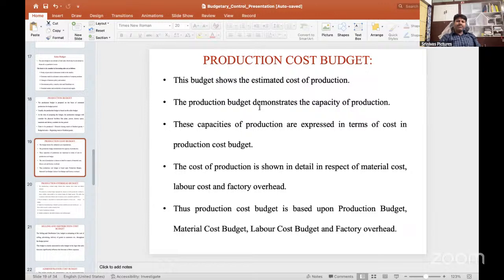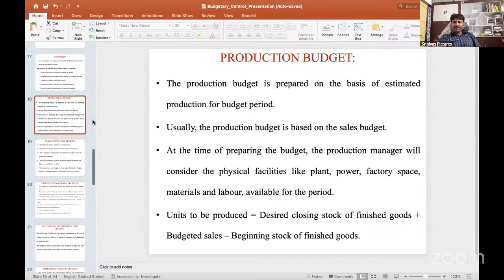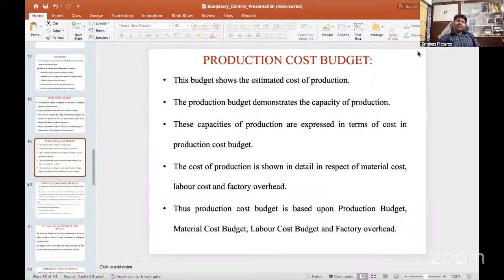What is the production cost budget? This budget shows the estimation of cost of production. Previously we were talking about the number of units produced, the plant capacity, and the demand for the number of units. But the production cost budget talks about the estimation of the cost of production.